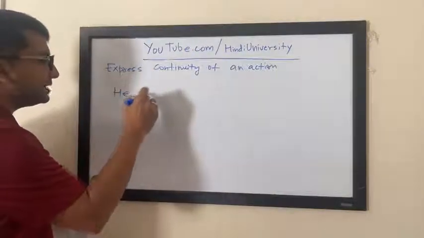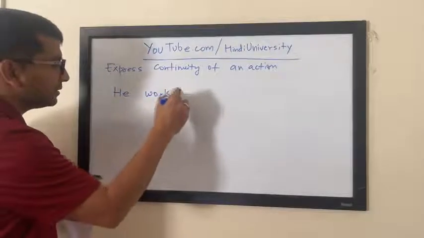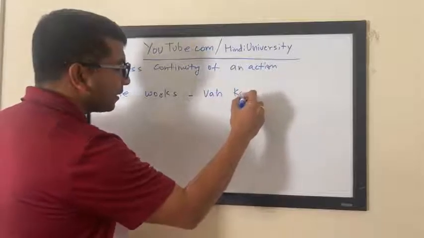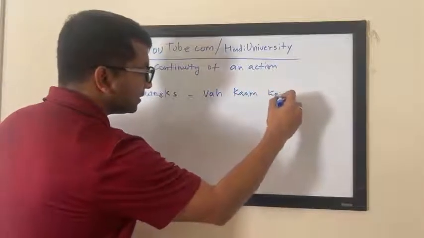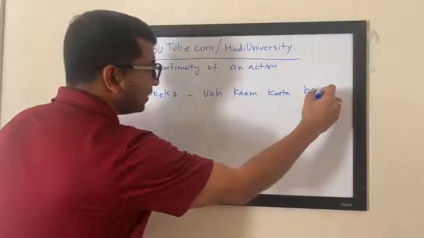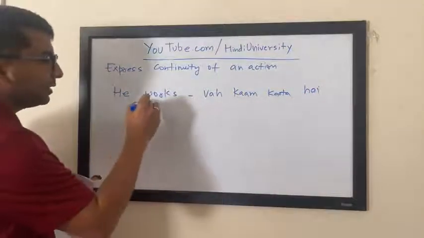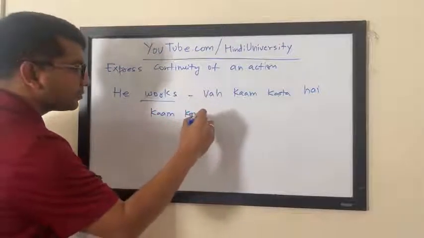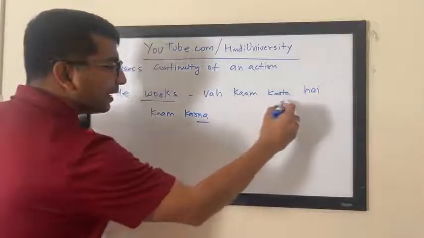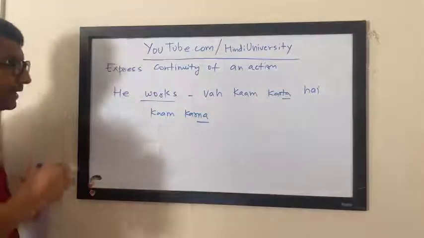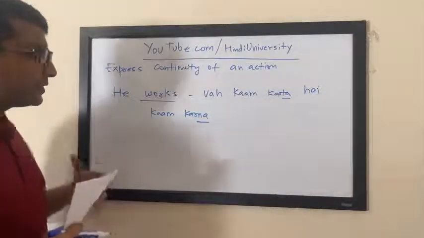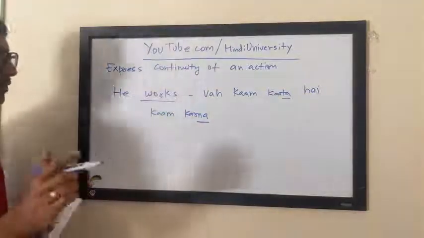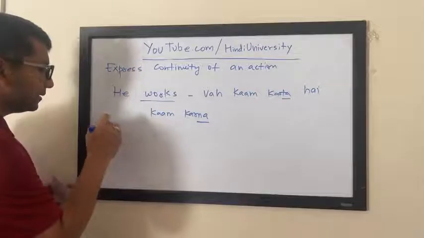If the example is "he works," you will say वह काम करता है और वह काम करती है, if it is "she works." Work is काम करना. So all I have done is remove the na and put ta here. Okay, this simply implies that a person works habitually on a regular basis. So far so good, there is no continuity here.